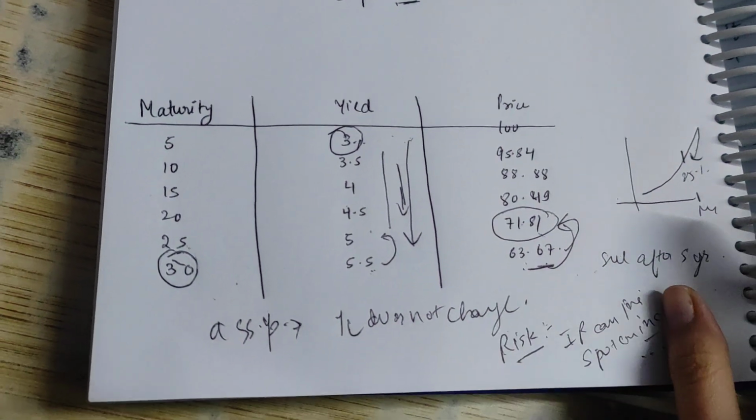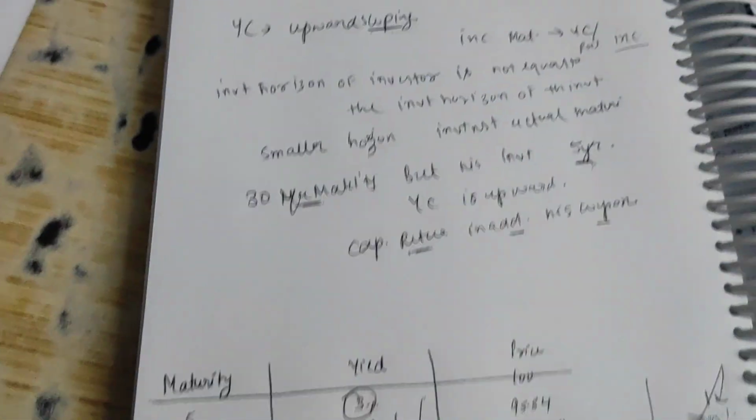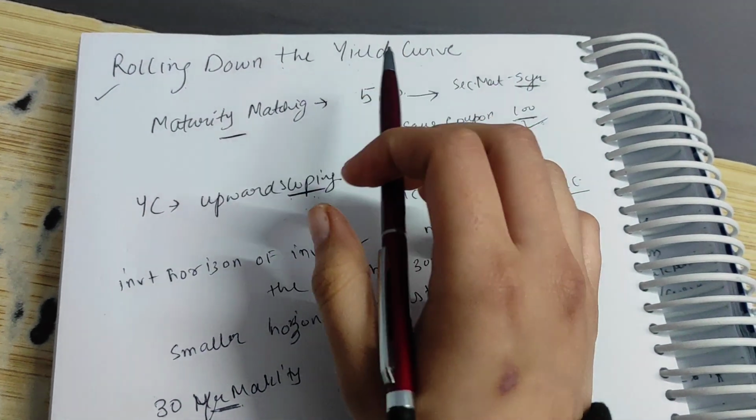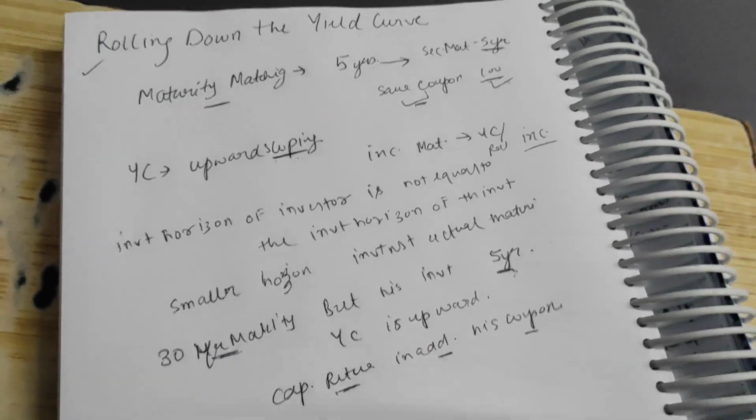So this was the whole rolling down the yield curve topic, and I believe you all understood it, and thank you for watching. Thanks.